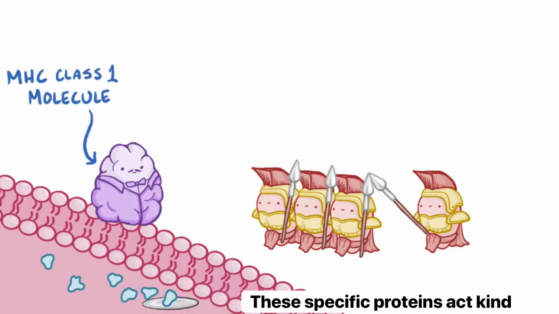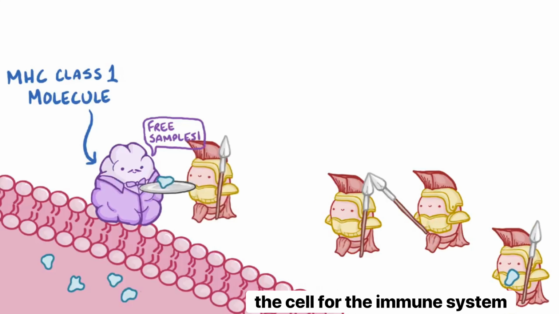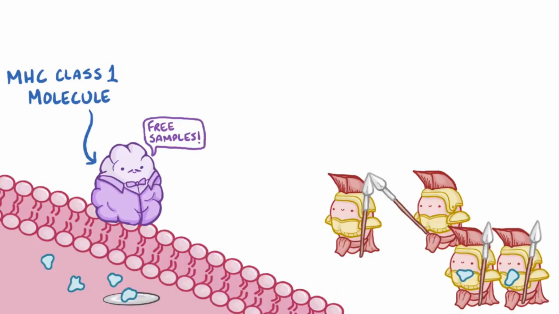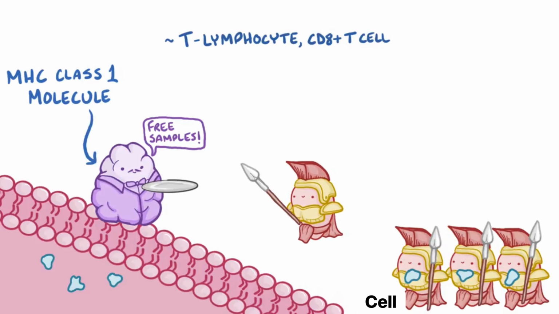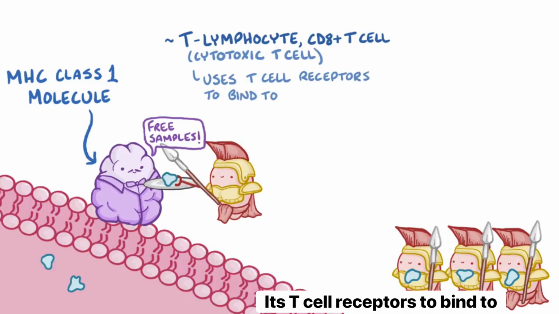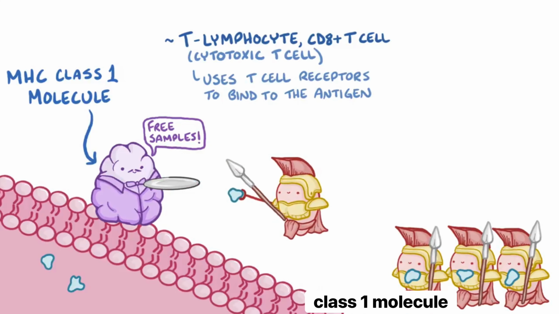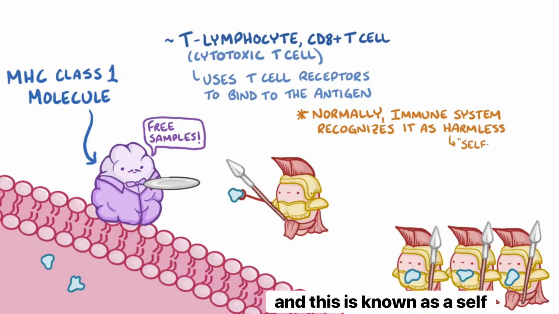These specific proteins act kind of like a serving platter, and present molecules from within the cell for the immune system to continually sample. A type of T lymphocyte, called a CD8 positive T cell, also known as a cytotoxic T cell, uses its T cell receptors to bind to the antigen presented by the MHC class 1 molecule. Normally, the molecule is just a sample from the cell, and the immune system recognizes it as harmless. And this is known as a self-antigen, and there's no response.